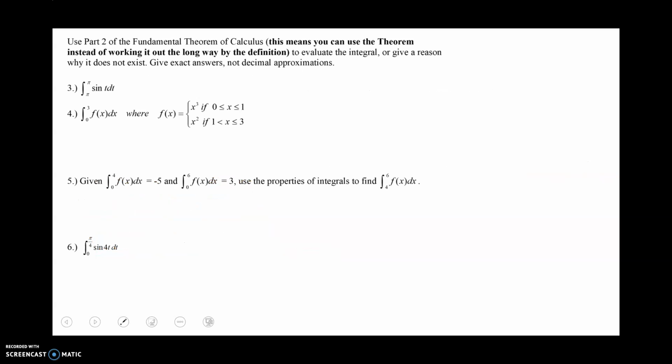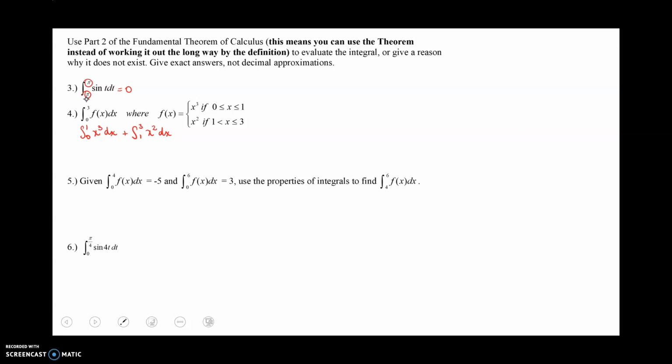All right, then number 3, anytime your A and B values are the same, your answer is automatically going to be 0. There is no area that's being enclosed. For number 4, we have a piecewise defined function. And for every piecewise, you're going to break it up into separate intervals where each piece has its own interval.